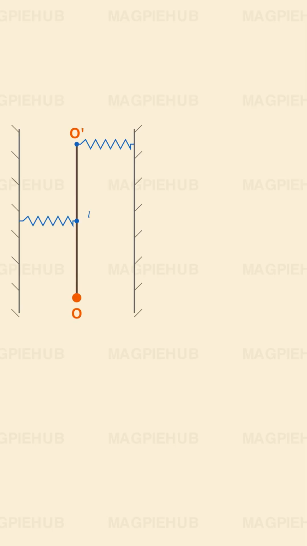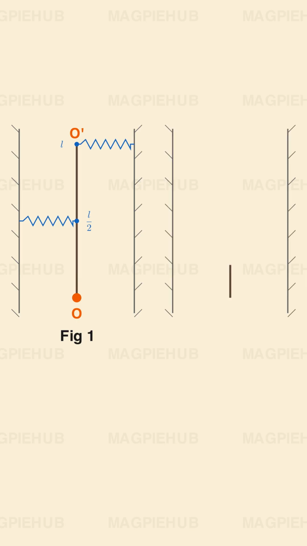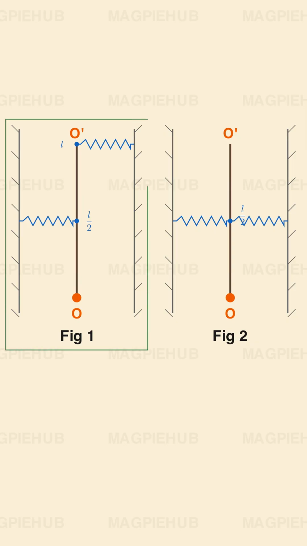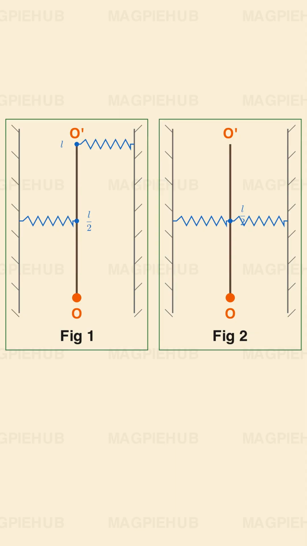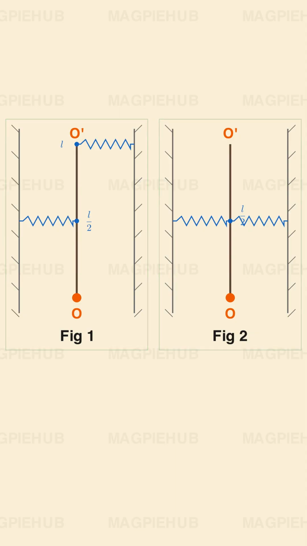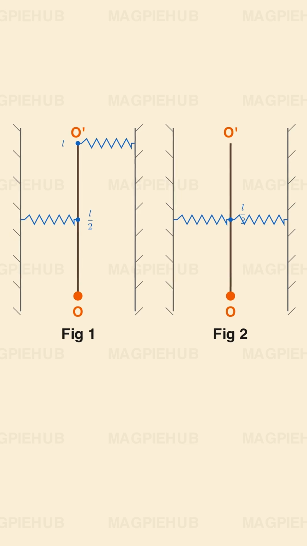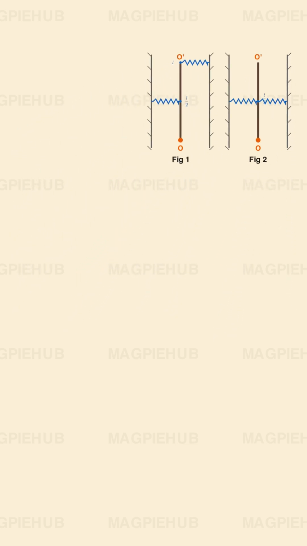A uniform rod O' of length L is hinged at point O at the bottom and held vertically between two walls using two massless springs of the same spring constant K. In Figure 1, one spring is at the midpoint and another at the top end O'. In Figure 2, both springs are connected at the midpoint of the rod. The rod oscillates with small angular displacement. We need to find the ratio of frequencies, F1 by F2.